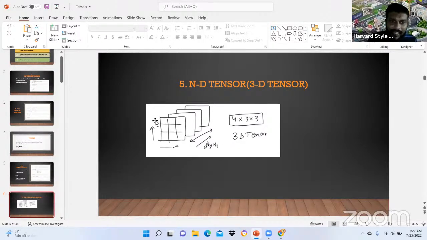So guys, here the rows are there. Here the columns are there. And you will be taking the number of matrices in this direction. How many matrices? This is the first one. This is the second one. This is the third one. This is the fourth one. Now, what are the dimensions, guys? The row number, the column number, and the number of matrices.